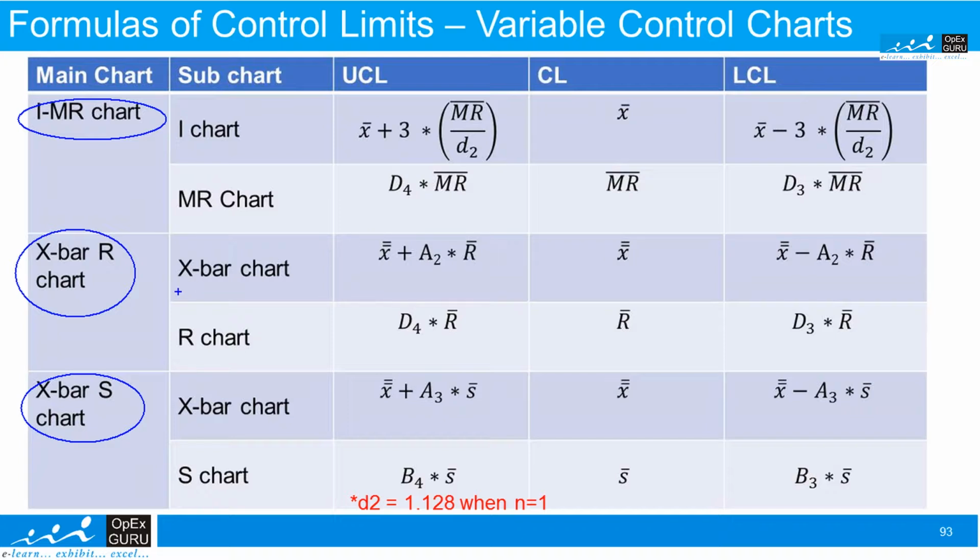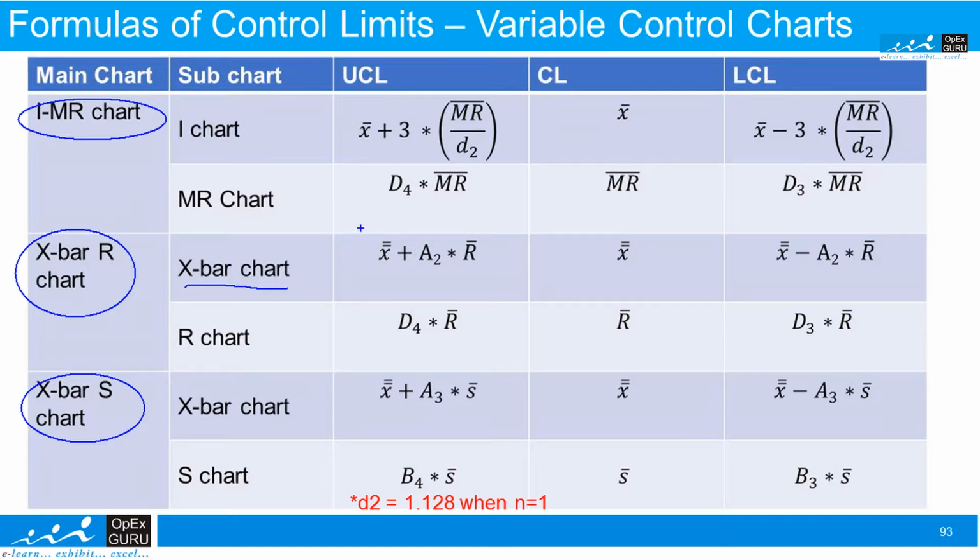Let us take the example of the X bar R chart. In an X bar R chart, as we know, there are two components: one is the X bar chart, the other is the R chart. Most of the variable charts usually come in pairs. So when we say X bar R chart, it means we have an X bar chart and an R chart separately. What is the formula to calculate UCL for the X bar chart?